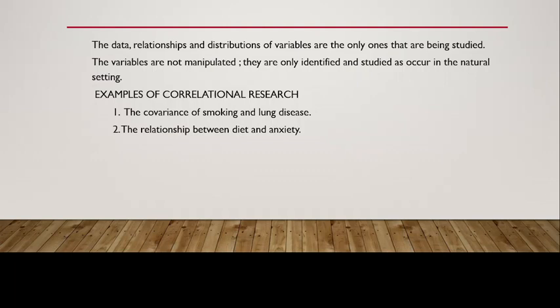Then we have examples of correlational research. 1, the covariance of smoking and lung disease. So in this example, we have two variables here, smoking and lung disease. How does smoking affect lung disease? Or does smoking cause lung disease? We are going to relate them. Okay? Number 2 is the relationship between diet and anxiety. So another two variables are being studied here.